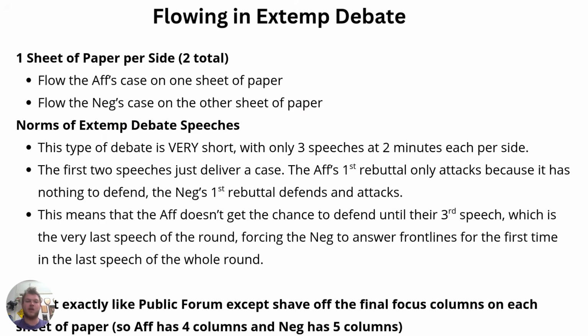Lastly, let's talk about flowing an extemp debate. This will be pretty quick. Basically, you need 2 sheets of paper. It's a really short type of debate. You're going to have 1 sheet of paper for the affirmative's case and arguments about it, and on the other sheet of paper, the negative's case and arguments about it. This type of debate is really short, and it only has 3 speeches for each side, and they're each only 2 minutes long. The first 2 speeches are just giving a case.